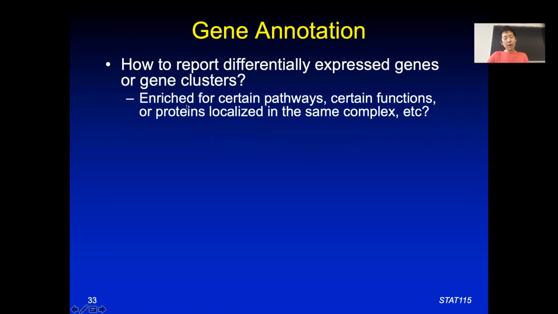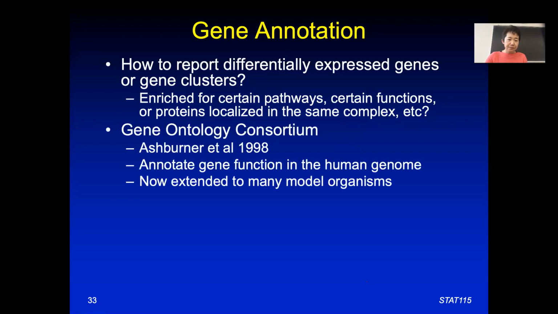So you want to say whether things are enriched in some pathways, some functions, or proteins that are related to a complex, or these are all the genes in the nucleus, or belong to some class, say chromatin factors, or things like that. Yeah, so the Gene Ontology Consortium was started by Michael Ashburner in 1998.